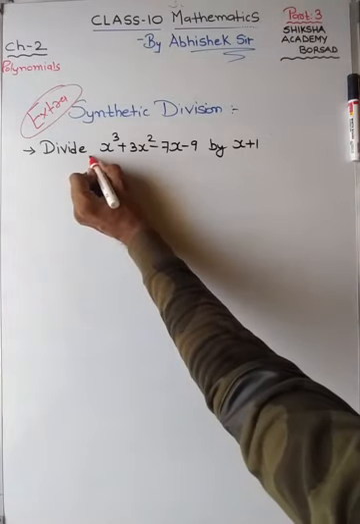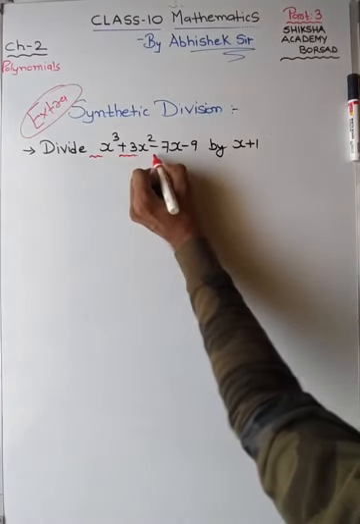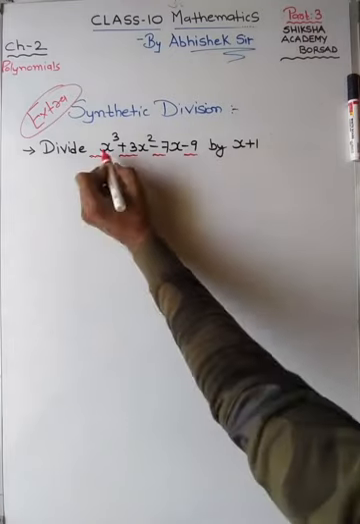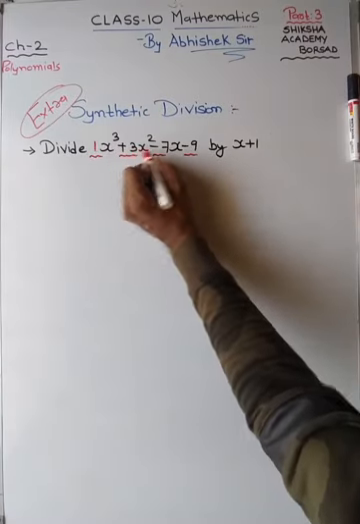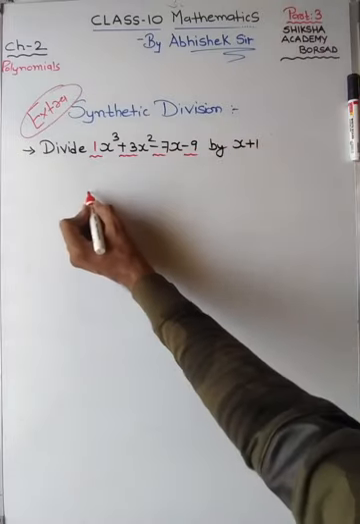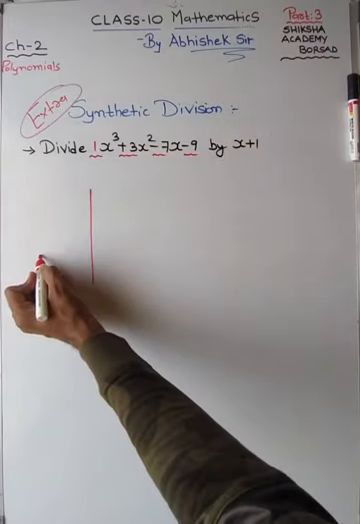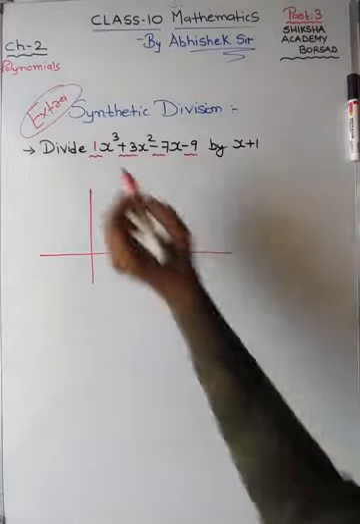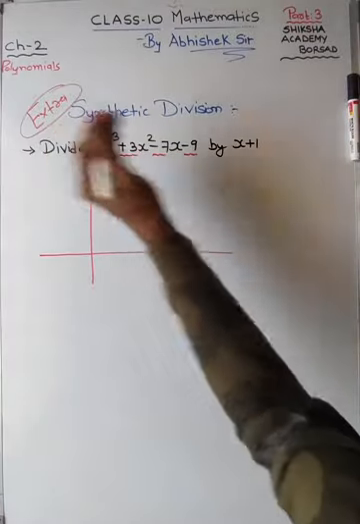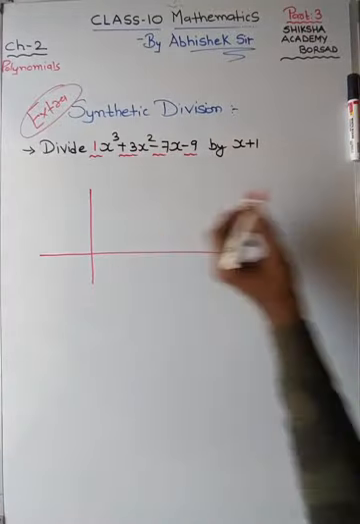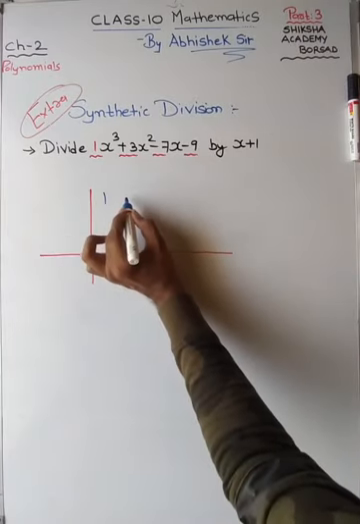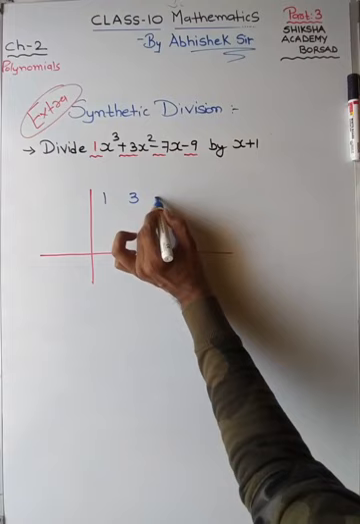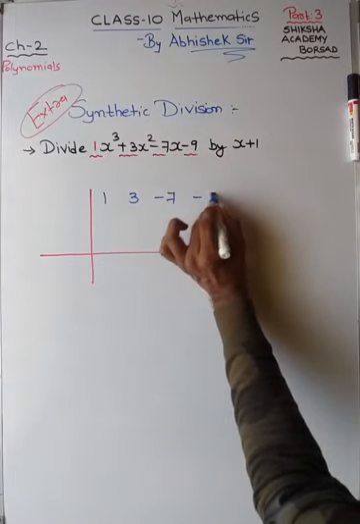You will have to see the coefficients of x cube, that is nothing but 1 right now. Here it is plus 3 minus 7 minus 9. So what you will do, you will make a line like this, okay, and one by one, by decreasing order of power, you will write the coefficients. So here I am writing 1, then 3, then minus 7, then minus 9.